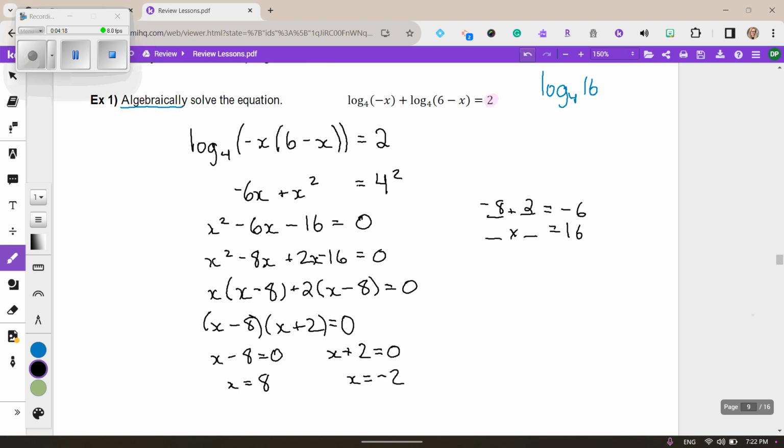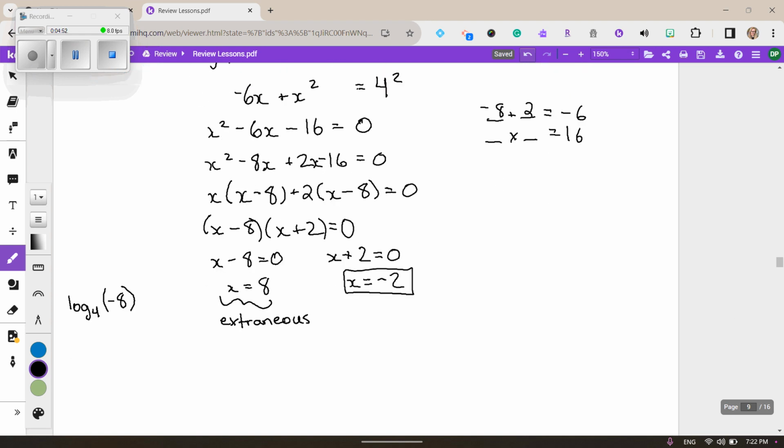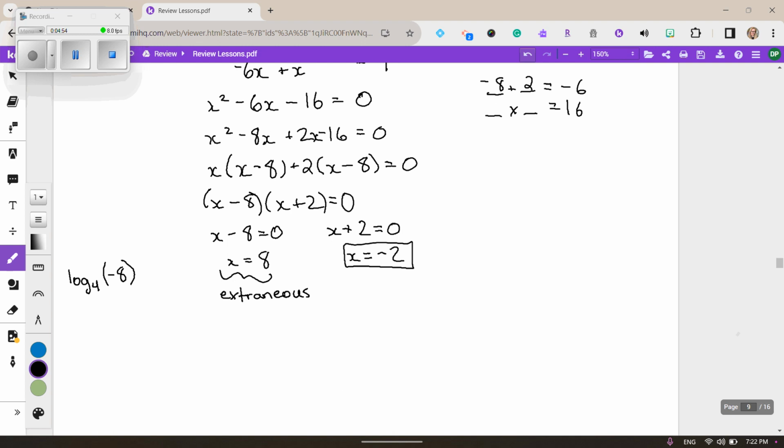Okay, so I have two solutions. I need to check to see if either of these are extraneous. So if I put 8 into that first logarithm that we started with, I would have negative 8 as my argument. So that tells us that that is an extraneous solution. And my only solution is going to be x equals negative 2, which gives us a positive argument, and also is a solution that satisfies the equation.